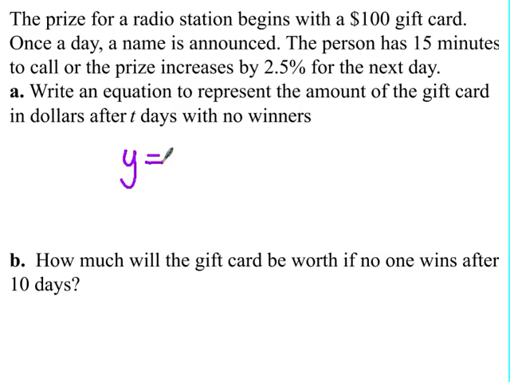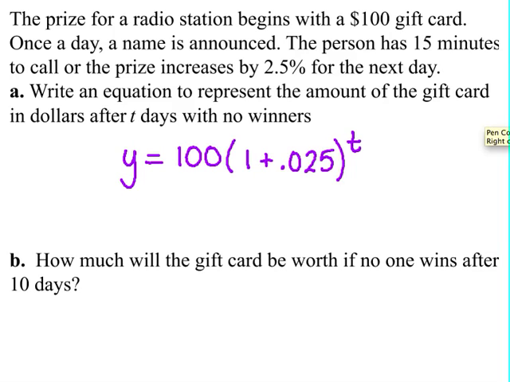What is a in this problem, guys? 100, because that's our starting amount. Very good. 1 plus. Now the rate is as a decimal, so when it says 2.5%, I don't put 2.5. I actually put 0.025. I always move that decimal 2 places. And then my exponent will be t, because I don't know how many days it's going to go.